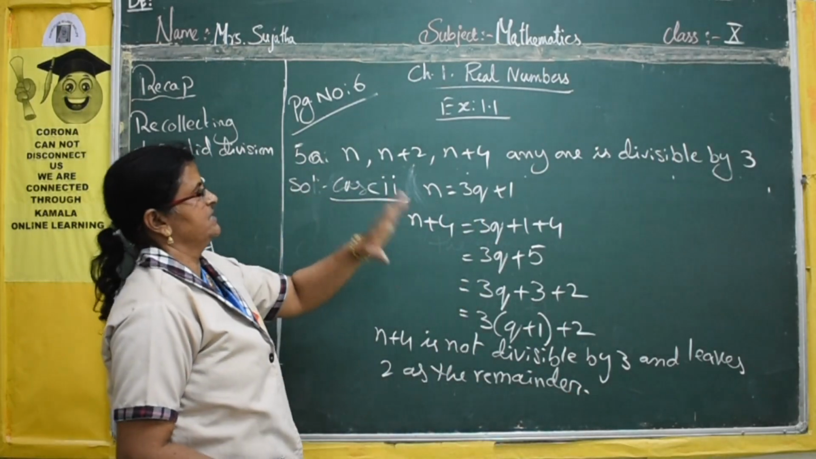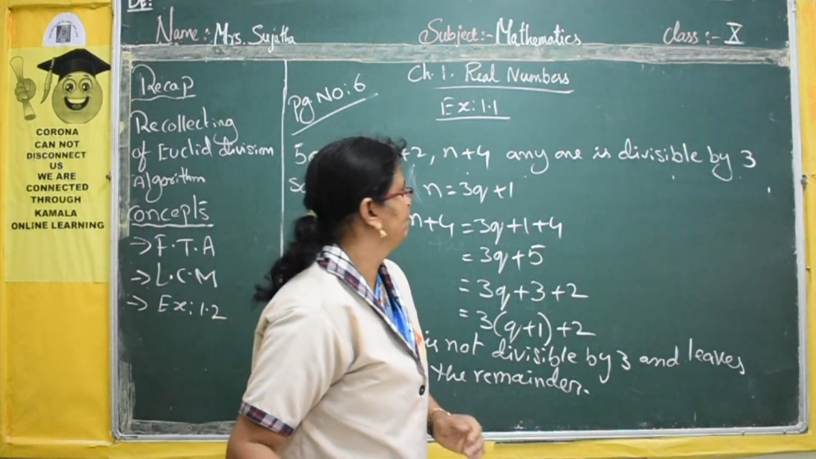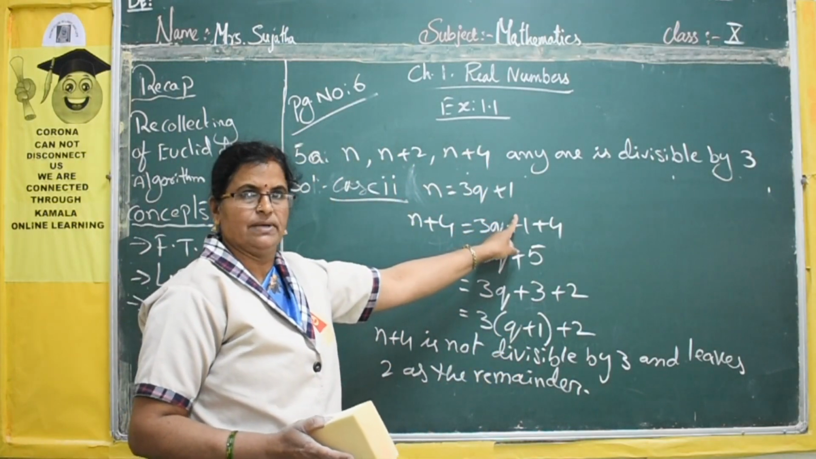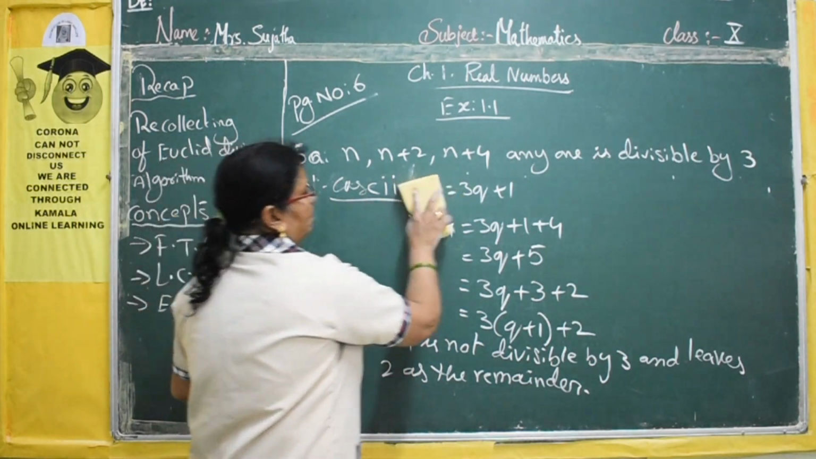Okay. Now case 3 is left. What is that? 3q plus 2. Case 1, n is equal to 3q. Case 2, 3q plus 1. Now case 3, 3q plus 2.